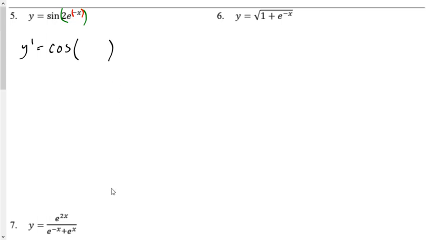So still 2e to the negative x times the derivative of this inside. Well, the coefficient of 2 will stay, and derivative of e to the something is e to the something, times the derivative of that something, which is a negative 1. And if I want to simplify this a little bit, typically we would take these terms out in front of the trig function. So I'll have a negative 2e to the negative x times cosine 2e to the negative x.